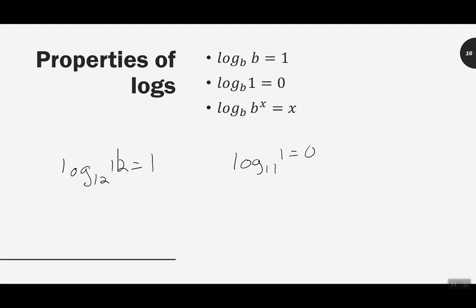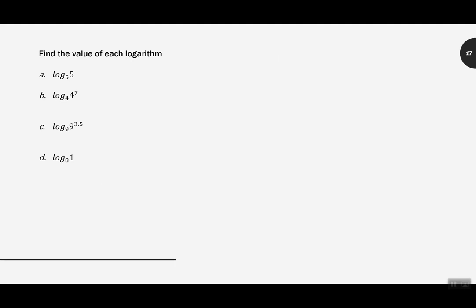And then finally, the log base b of b to the x is x. All log says is what power of b do I have? And if I have the log base 8 of 8 to the 7th, well, what power of 8 do I have? I have 7. So let's try that with a few different logarithms.